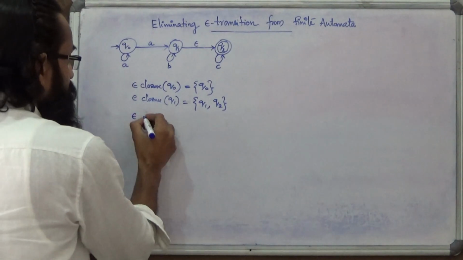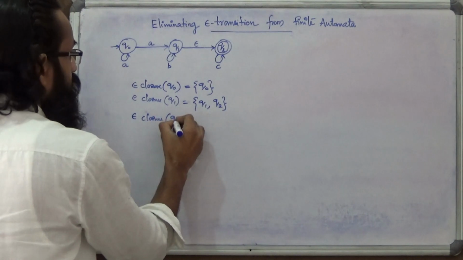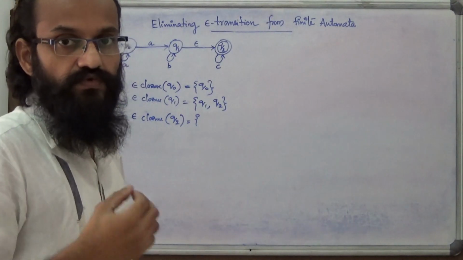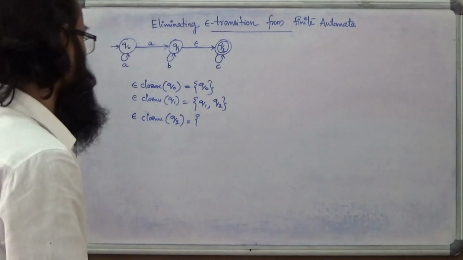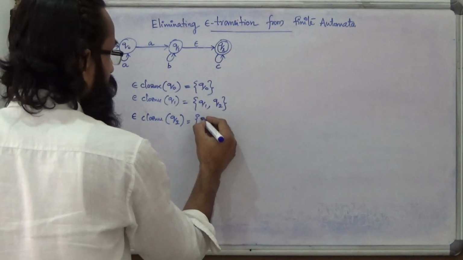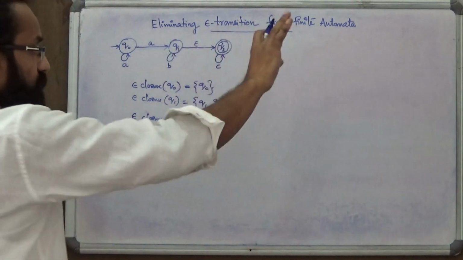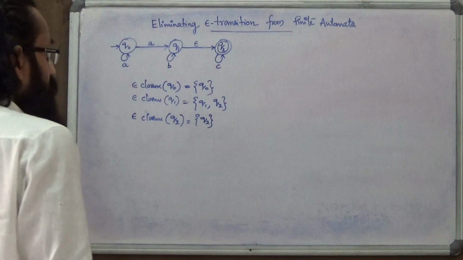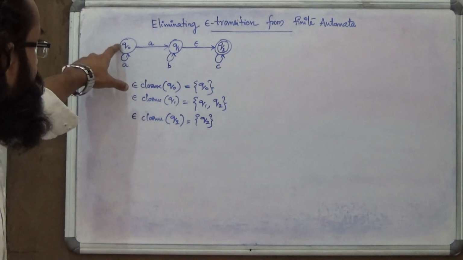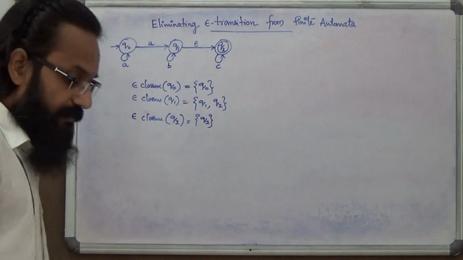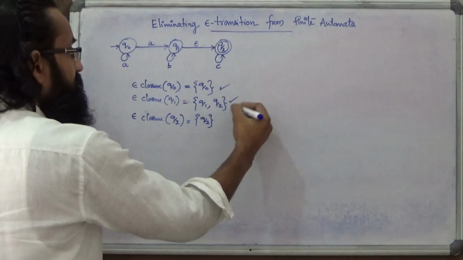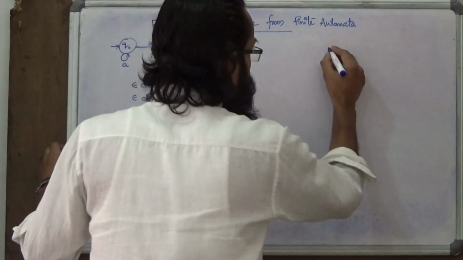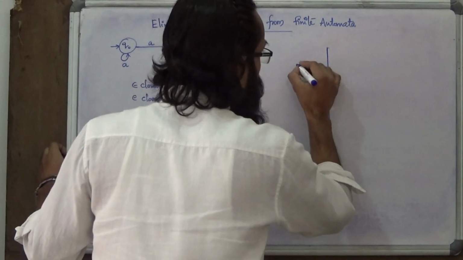Now next compute epsilon closure of Q2. So epsilon closure of Q2 is actually the set of states that are reachable from Q2 through epsilon transitions including Q2. So from Q2, anyway Q2 will be a member. From Q2 through epsilon transition it cannot move anywhere. So these are the epsilon closures of states Q0, Q1 and Q2. And remember that these are the states in our equivalent finite automata without epsilon transition. So let us construct the transition table parallelly.